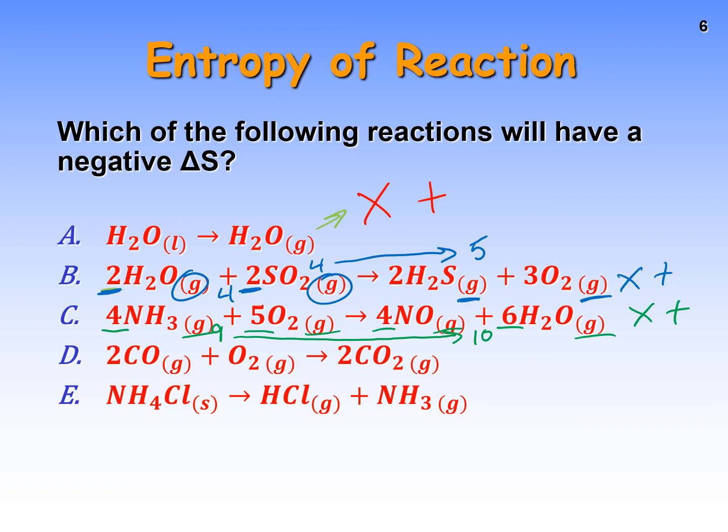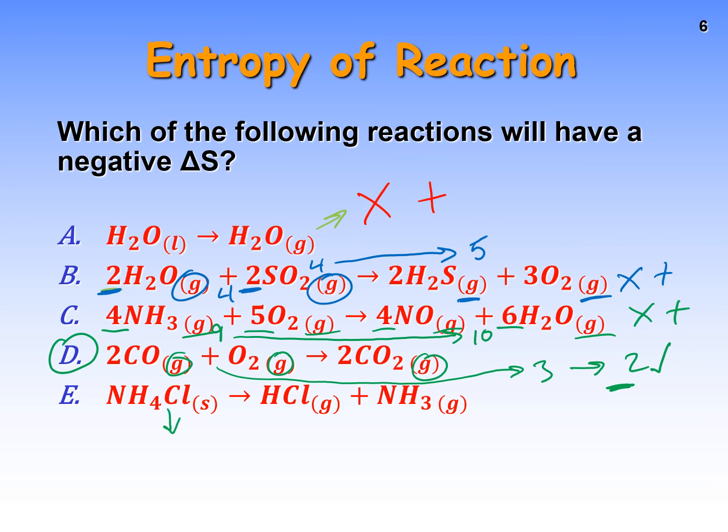Okay, look at D. In D, we have 3 reactants going to 2 products. Hey, that's less disordered. That's more ordered. This is going to have a negative value. They're also all gases, but because we're going from 3 things to 2 things, that's a more ordered system. This is our answer, as you'll see in a second.